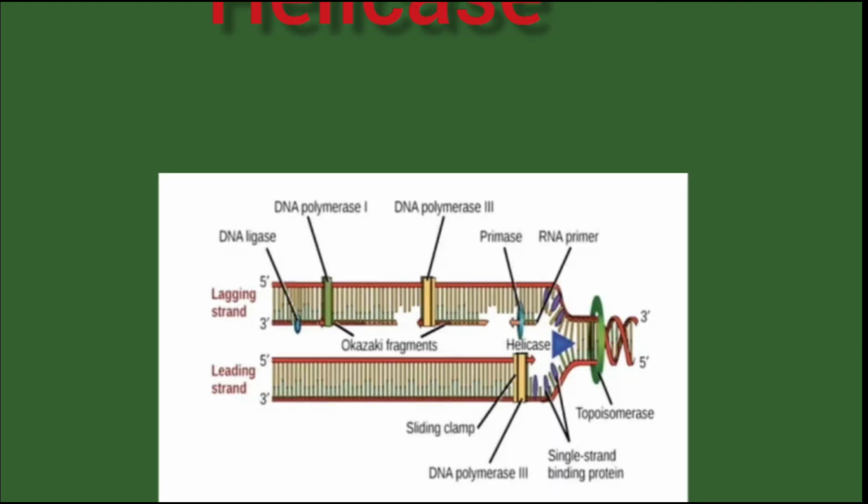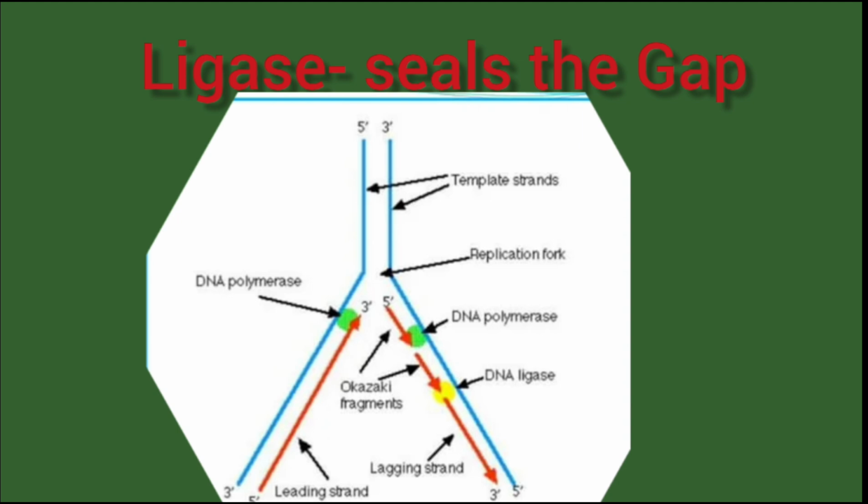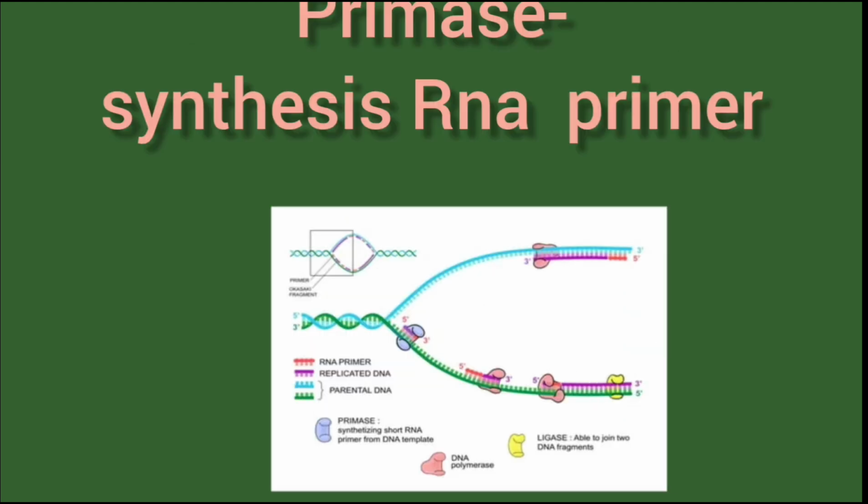Then helicase, it opens the DNA helix by breaking hydrogen bonds between the nitrogenous bases. Then the ligase, it seals the gap between Okazaki fragments to create one continuous DNA strand. Then what does the primase do? Primase synthesizes RNA primers needed to start replication.